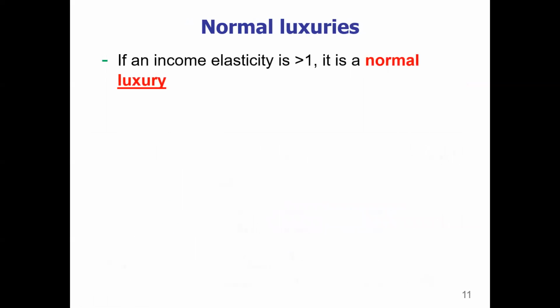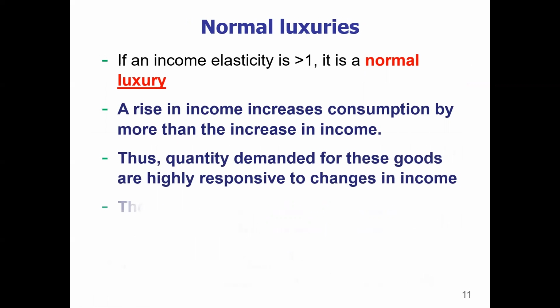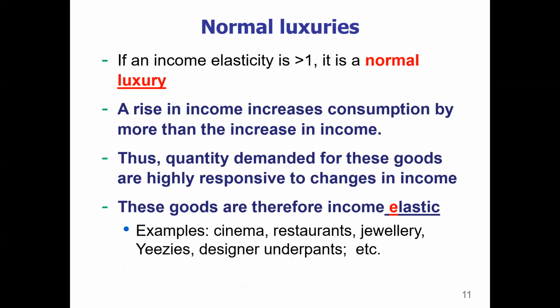Whereas normal luxuries are goods that are highly responsive to income changes. So they're highly responsive or highly elastic. So examples could be Yeezys. If your income goes down a little bit, you might just stop buying Yeezys altogether. If your income goes up slightly, you might start feeling a bit more confident and start buying quite a bit more jewelry. So in that case, these goods are all normal luxuries with an income elasticity of demand coefficient of above 1.